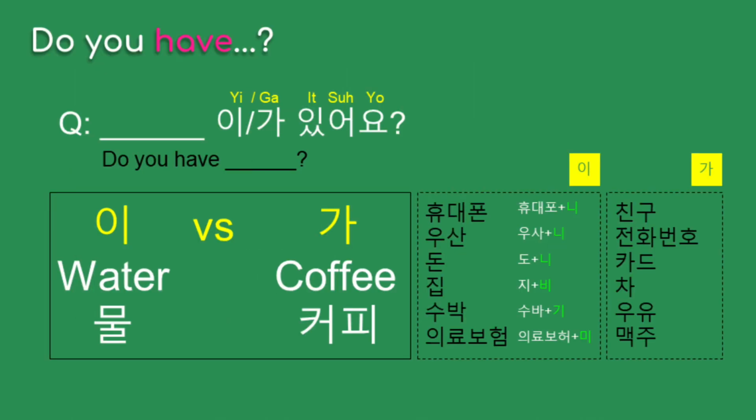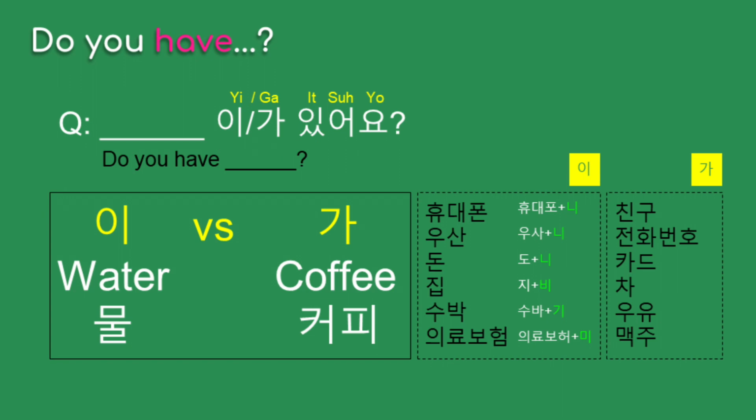Alright, here's the key sentence. blank이 있어요 or blank가 있어요, which means do you have something? So in the blank, you can put the thing that you want to know if the person has or not. And you have to choose the word between 이 or 가, depending on the word that you're going to put before 이 or 가.